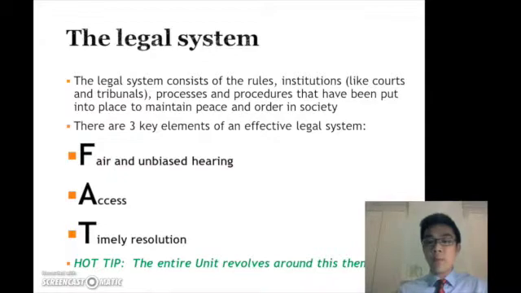The big tip for you here is that the entire Unit 4, and you saw how much is in it, the entire Unit 4 revolves around the idea of a fair and unbiased hearing, access and timely resolution. Of course, we'll need to understand what these mean before we start breaking down other parts of the legal system from this perspective.